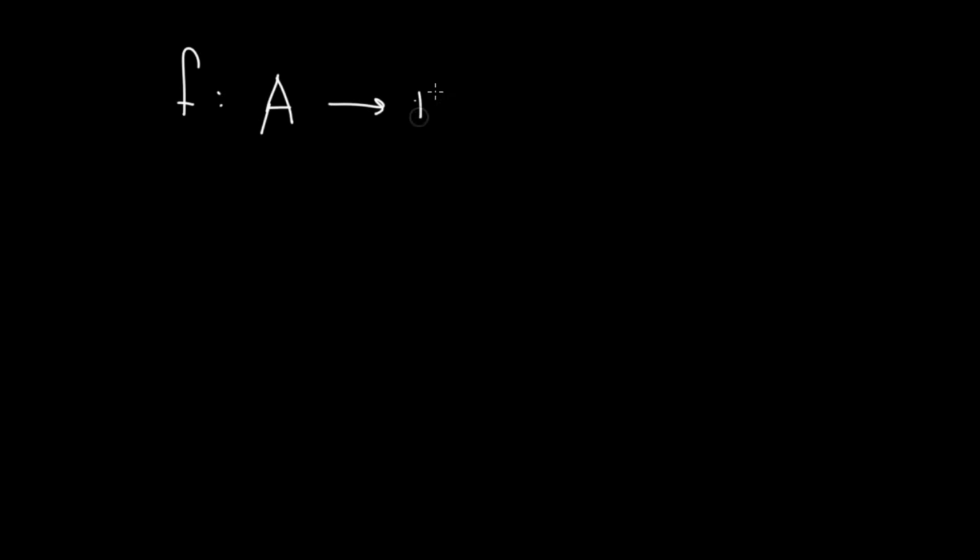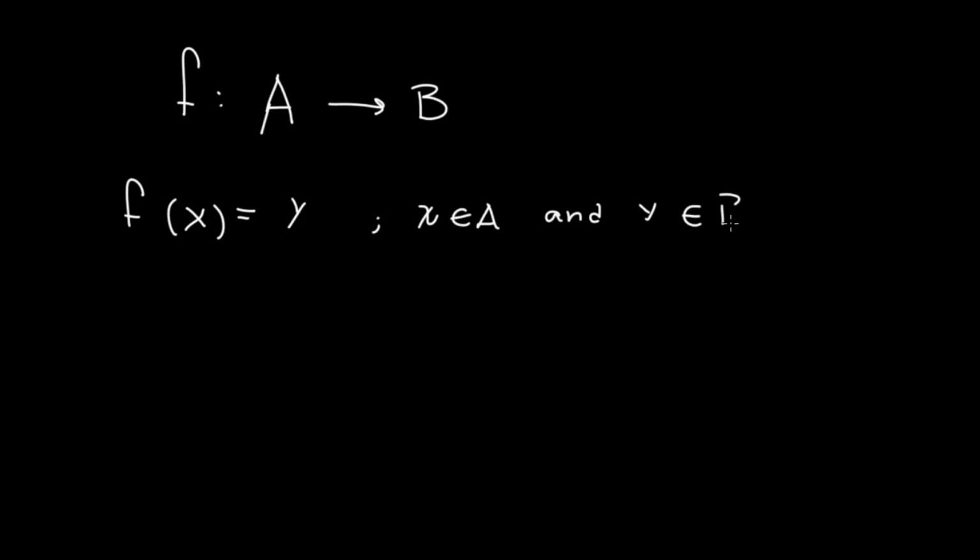So if I have a function f, I say f is a function that goes from the set A to the set B. And what f does is take an element x and give you as a result an element y, where x is an element of A and y is an element of B.